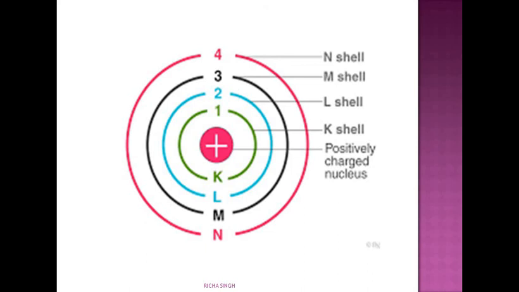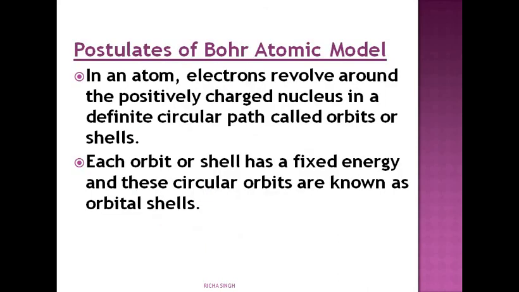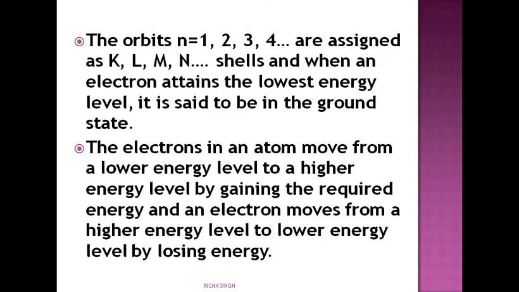When the electron gains energy, what happens? It jumps from a lower energy level to a higher energy level, and then the atom is said to be in an excited state. The excited state is unstable. Excited electrons again jump back to a lower energy level by losing energy. So these were the postulates of the Bohr atomic model.